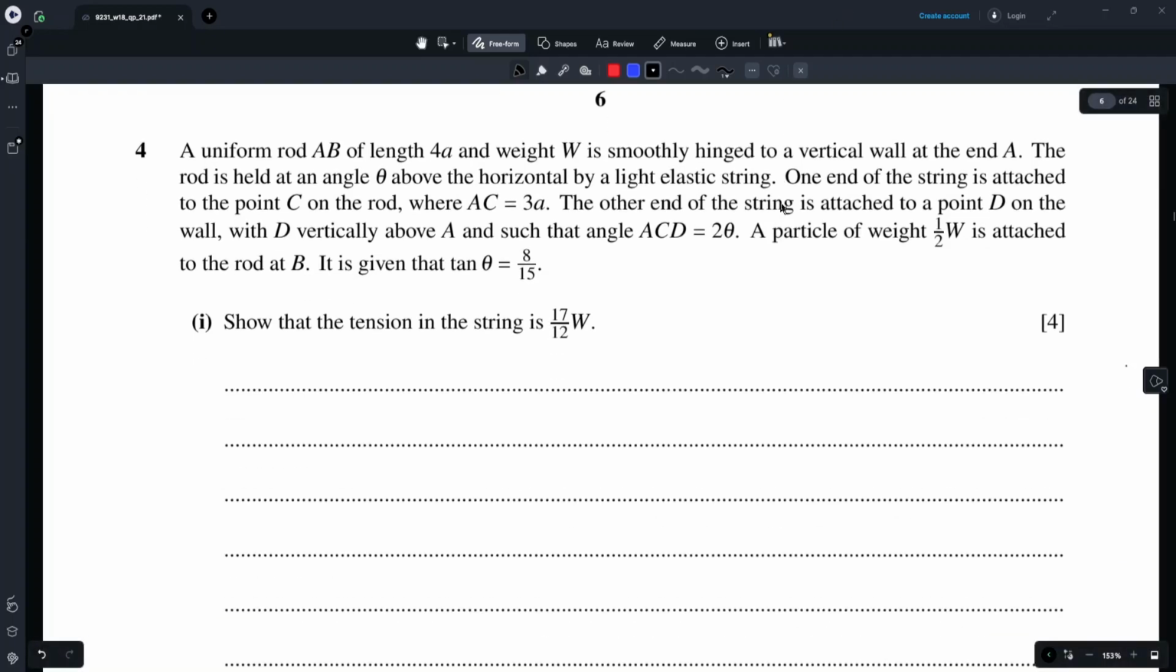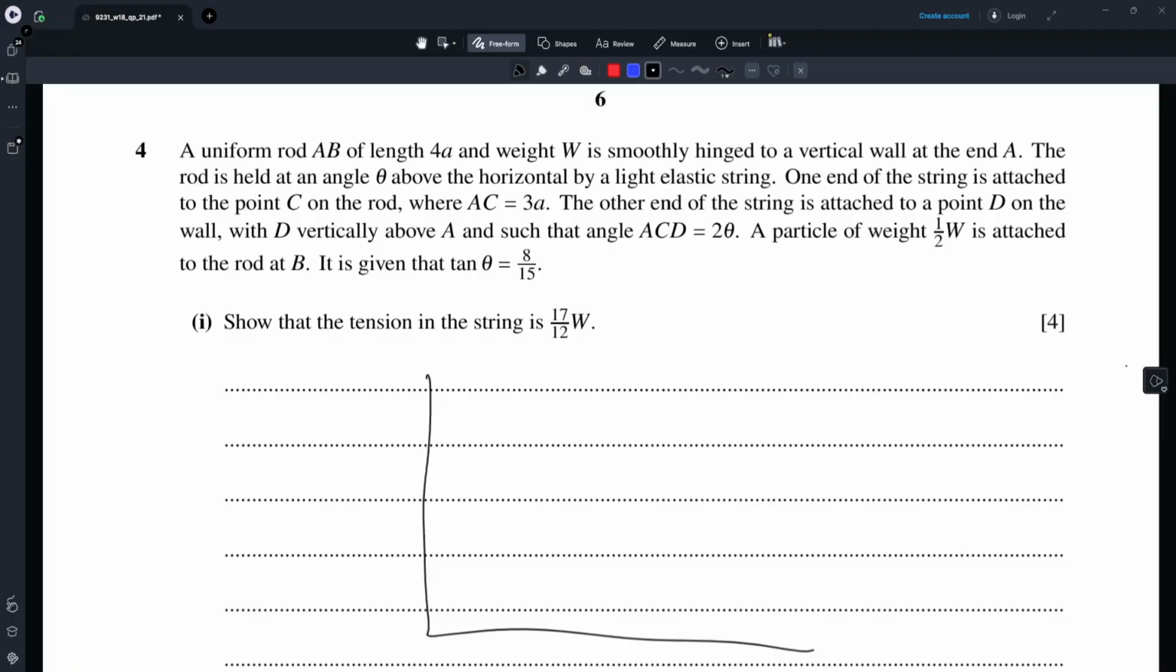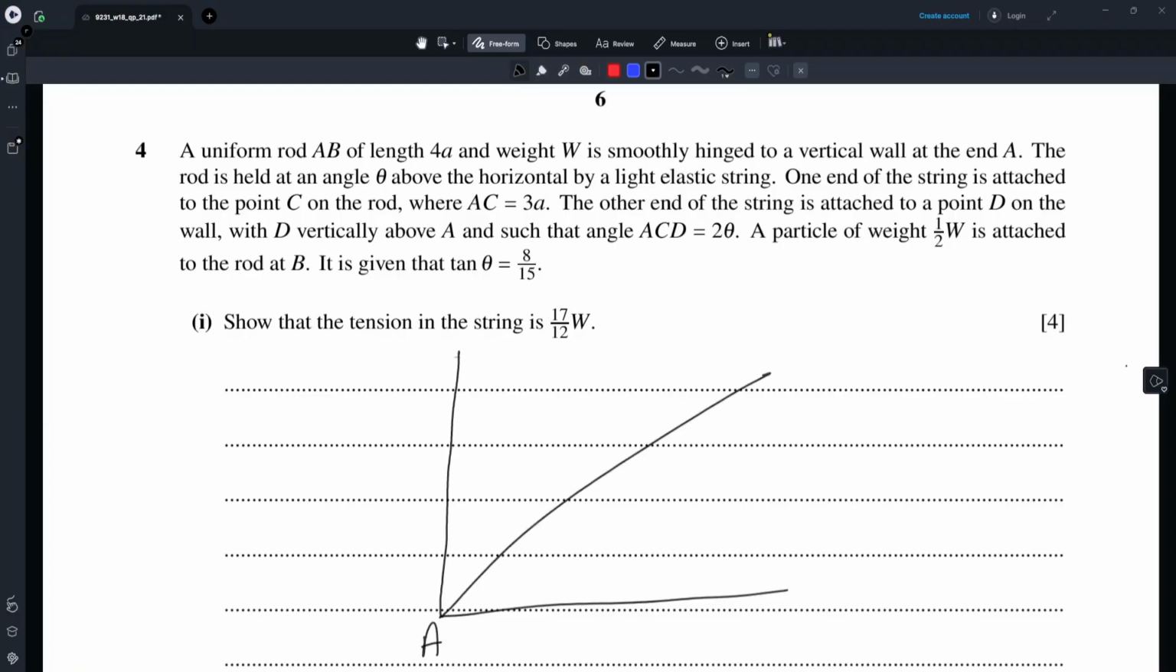Okay, let's take a look at this question now. A uniform rod AB of length 4A is smoothly hinged to a vertical wall at end A, which means that if I have a wall like this, then at end A, which is at the corner, I have attached a rod like this.